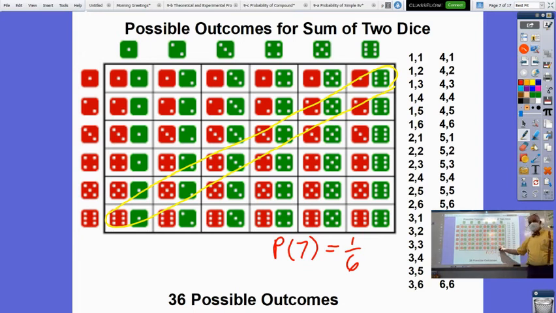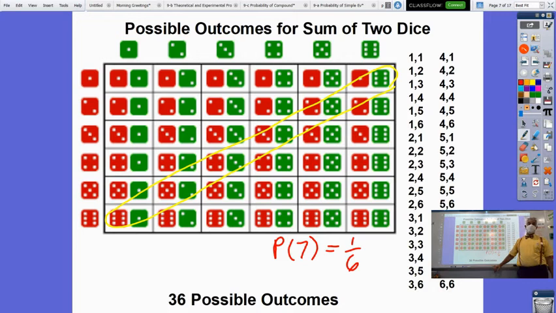2. 6 and 5 or 5 and 6. Right? The sum is the same, but there are different results on the dice. Right? That's why there's 36 different results. Okay? So this is really important to know if you are a game player. That the probability of getting a 7 is high, higher than any other number. The probability of getting a 1, a 2, or a 12 is very low.